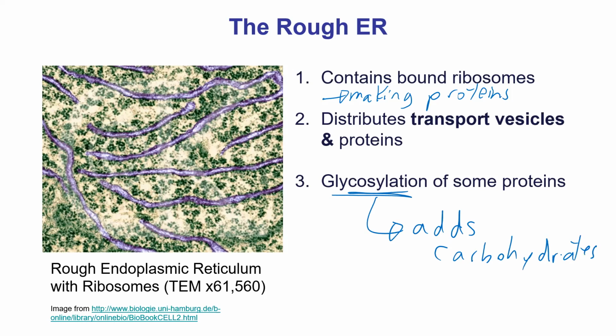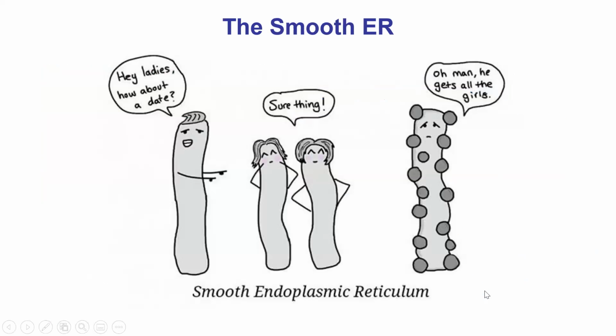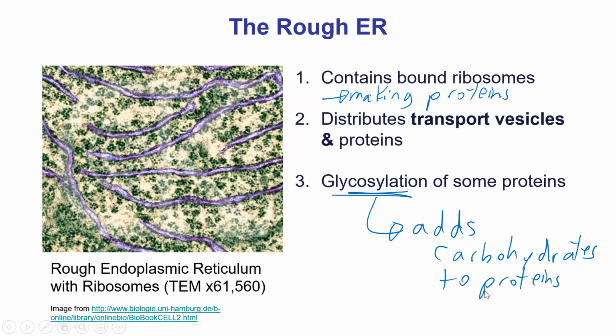Hydrates to proteins. Okay, so I think I've got a slide maybe for number 1, number 2, number 3. Maybe I don't. Maybe I'm going to come back to this in a later minute. So this is the big one, right? Making proteins. So remember that the ER makes proteins like crazy because it has all those ribosomes.